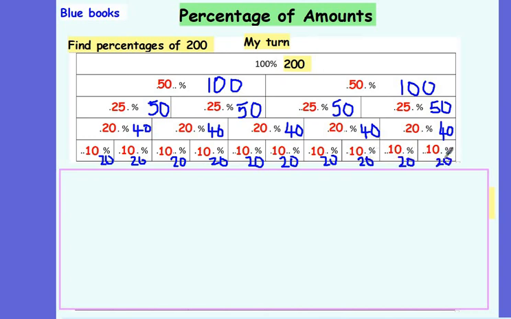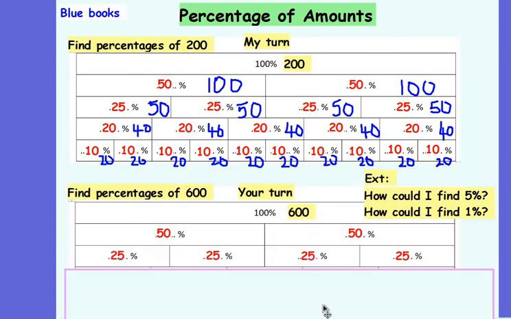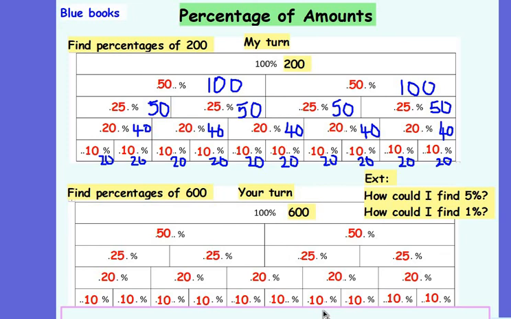Over to you, Year 7. In your dark blue books, can you complete this bar model for me using 600 as your top number? And when you've finished and you want to have a go at an extension, can you find 5% of 600 and 1%? Please pause the video and complete this in your dark blue books now.